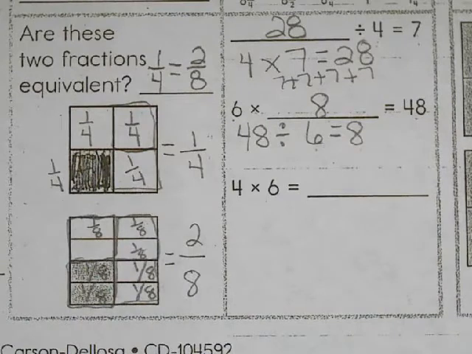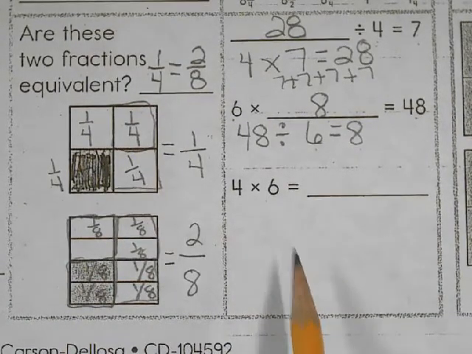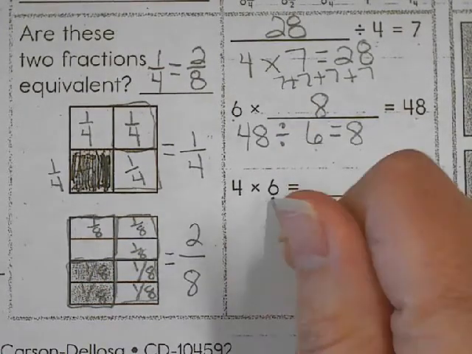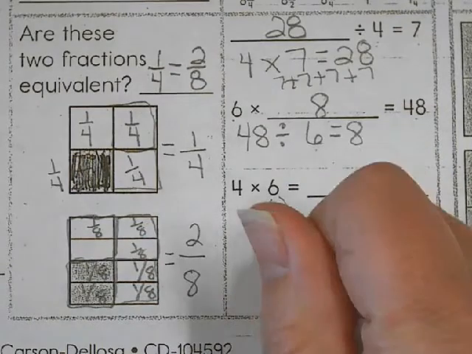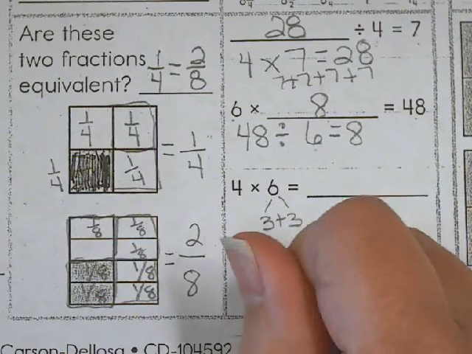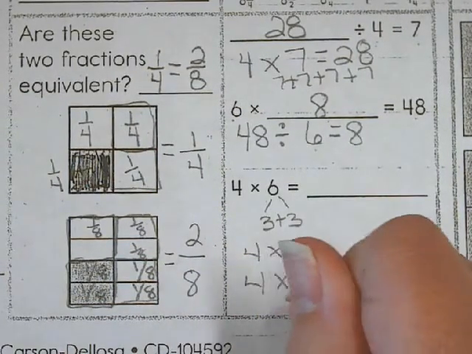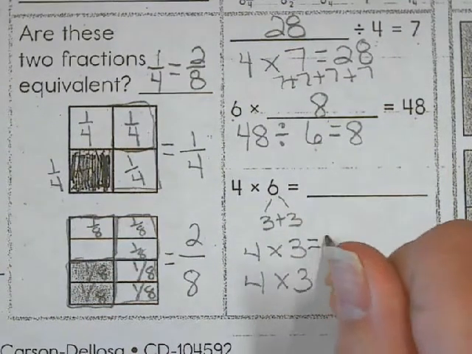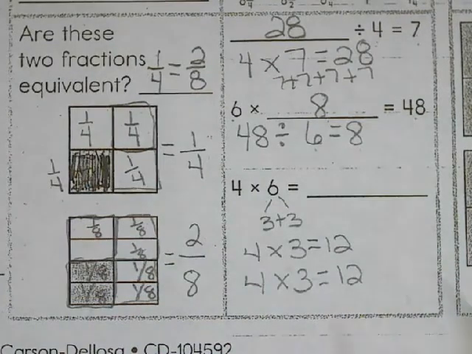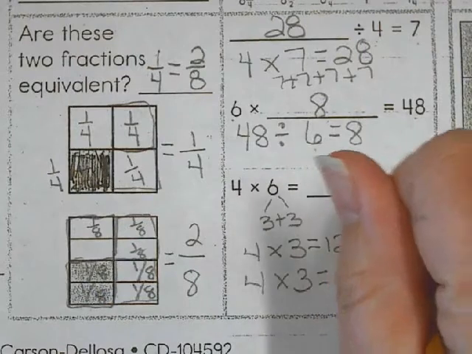Our final equation is 4 groups of 6. We could use repeated addition, which would be 6 plus 6 plus 6 plus 6, or we can always use our understanding of the distributive property and say, okay, I have 4 rows of 3 and 4 groups of 3. Again, that gives me 12 and 12. So 12 and 12 would give me 24 total objects.